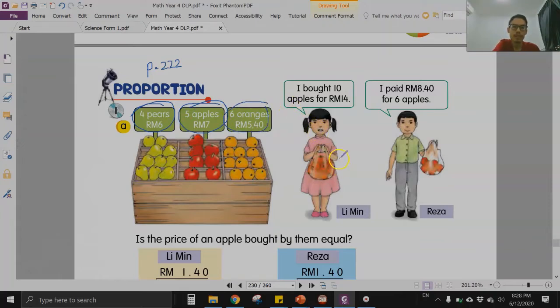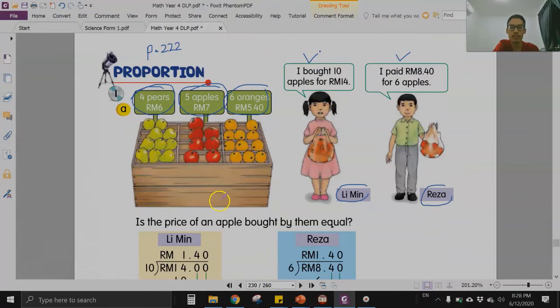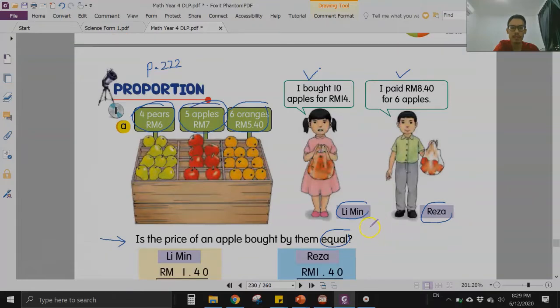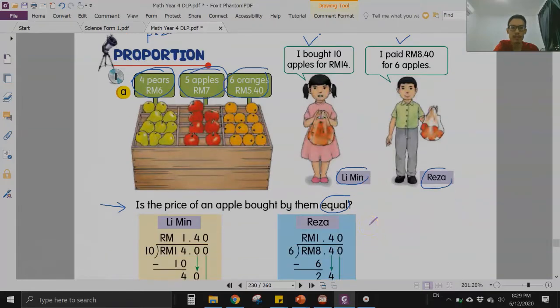Now Li Min, the girl, said I bought 10 apples for 14 ringgit. And then Reza, the boy, said I paid 8 ringgit 40 cents for 6 apples. Question: is the price of an apple bought by them equal? Is the price of one apple the same?